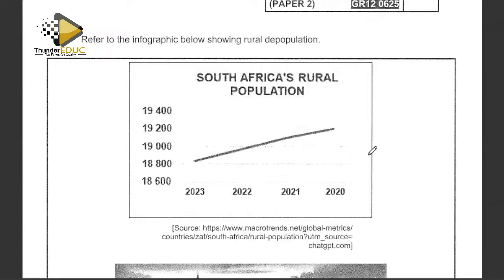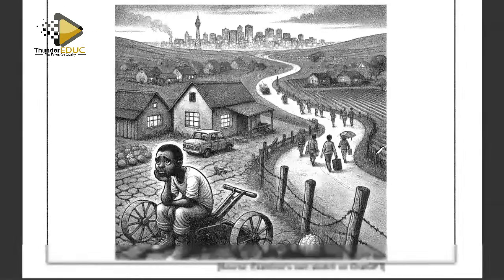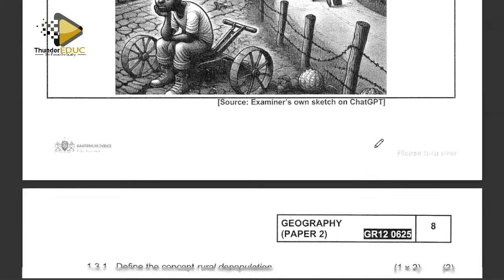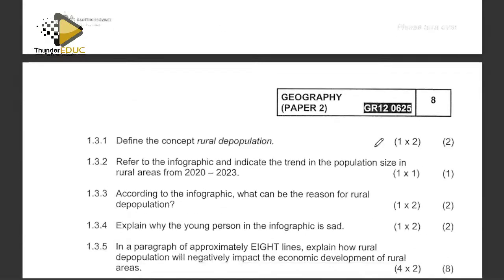Right, we move on to the next question. It's based on the infographic on rural depopulation. Right, then it says here, define the concept of rural depopulation.